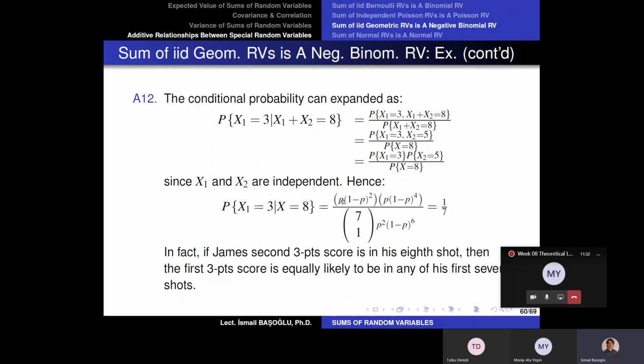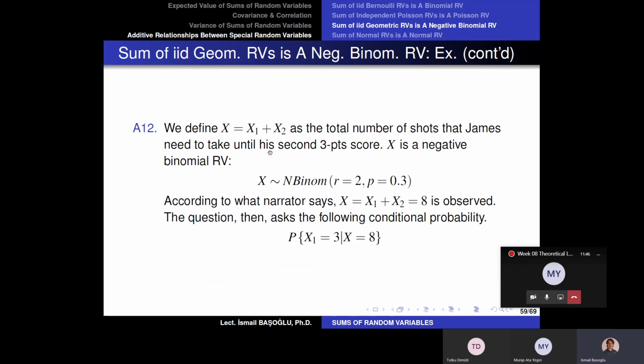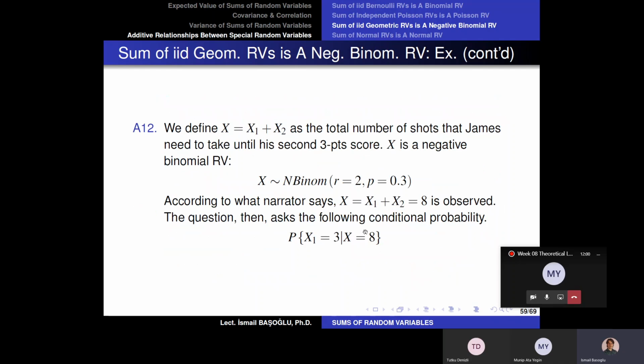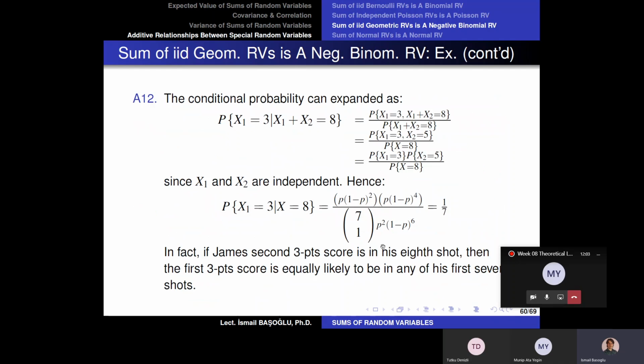And as you can see, all of the p values and 1 minus p values are going to be canceling out. And the result is just going to be 1 over 7. Now you see, I have not plugged in the p value at all. So James has the success probability 0.3. But instead of this 0.3, if I had told you that we do not know the probability, if I did not give you his success probability, you would still be answering this question, my friends. So p is not affecting the result.